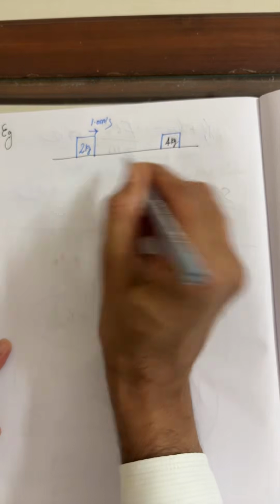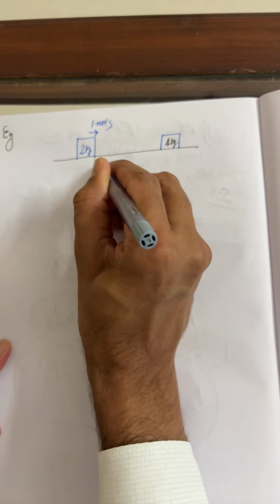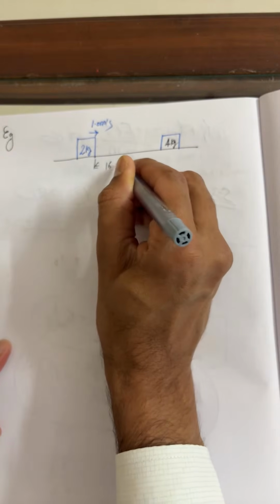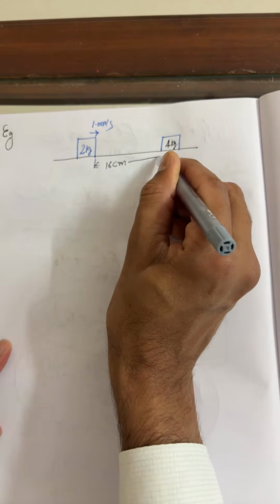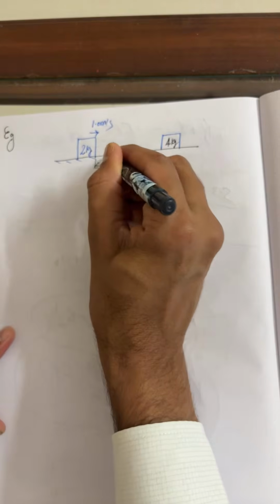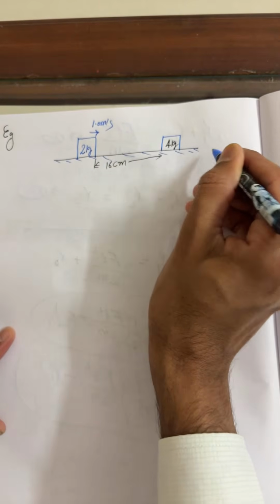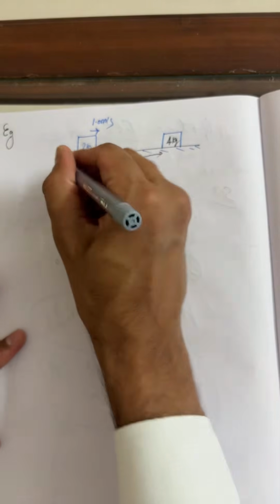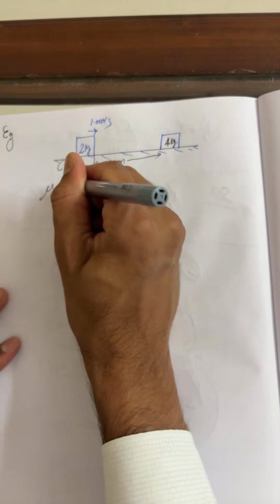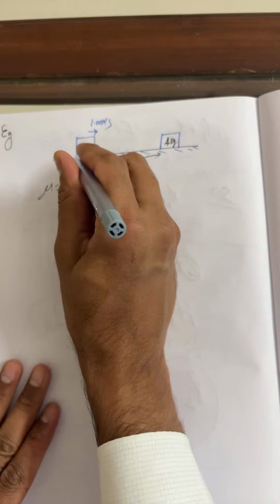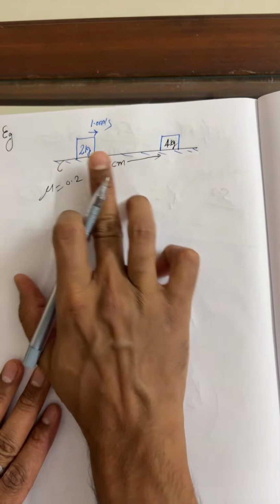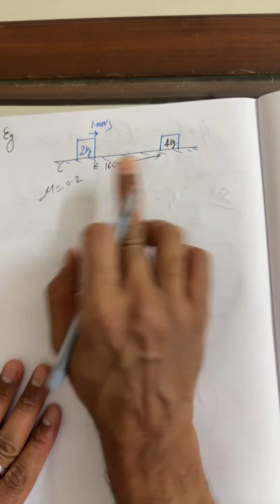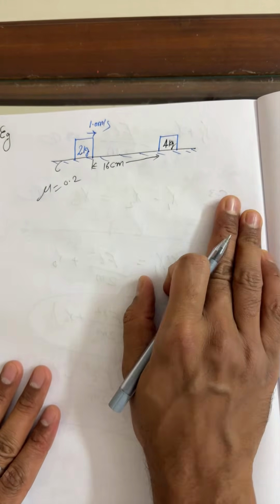Let us see, student, there is some initial separation or distance between the blocks which is equal to 16 centimeter. Now students, this is the thing. This is mu, which you can take as 0.2 everywhere, on the entire surface. This block also has surface 0.2. This block also has surface 0.2, my dear.